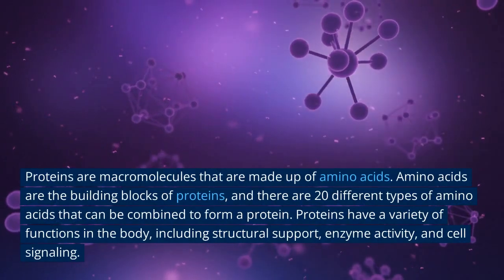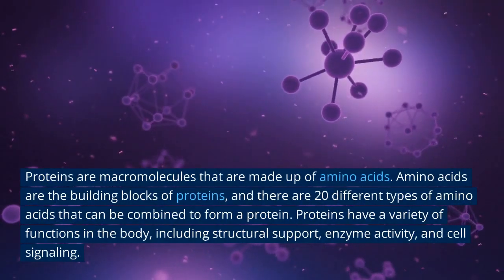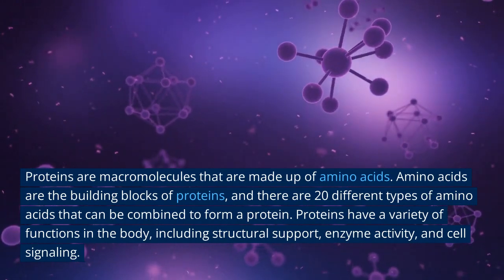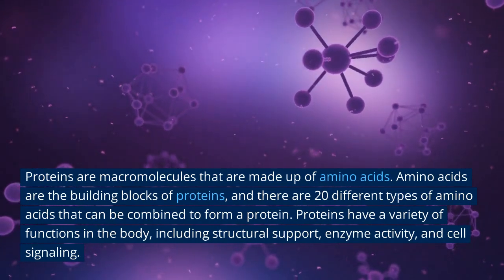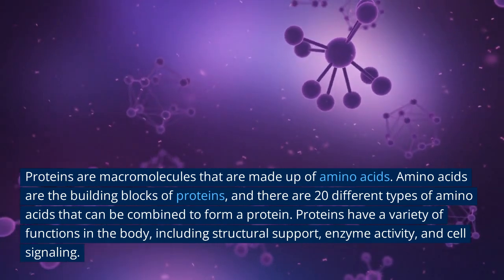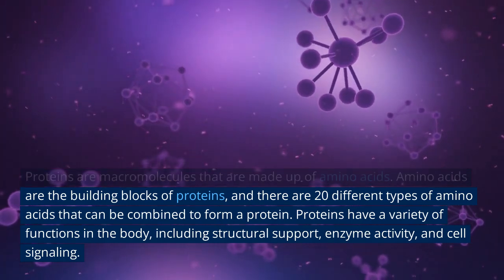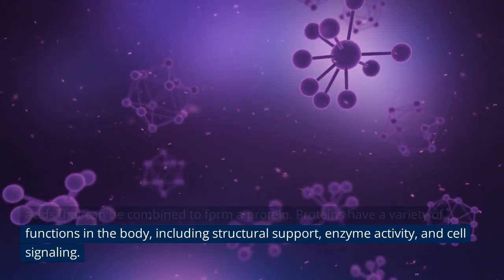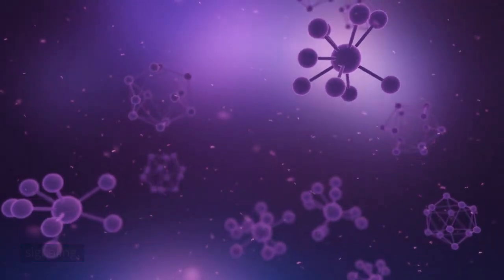Proteins are macromolecules that are made up of amino acids. Amino acids are the building blocks of proteins, and there are 20 different types of amino acids that can be combined to form a protein. Proteins have a variety of functions in the body, including structural support, enzyme activity, and cell signaling.